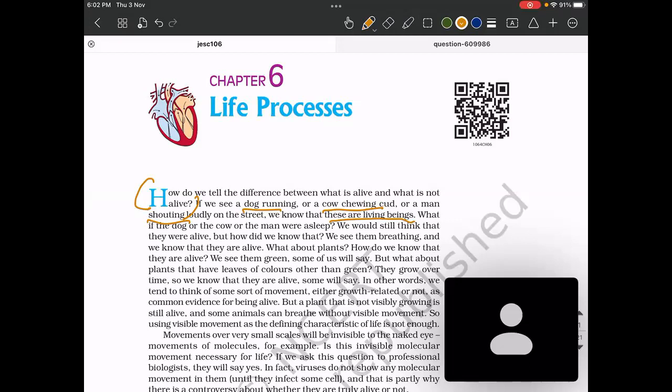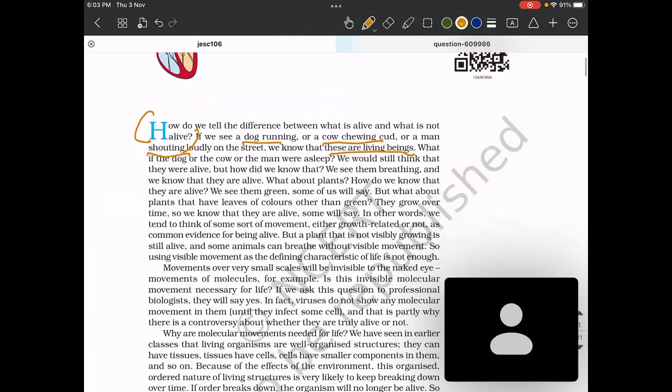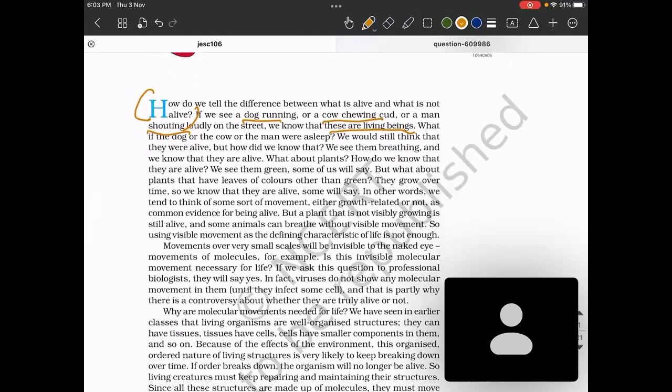What is there in your book? You can see a dog running, a cow chewing curd, and a man shouting. These are simple examples given for life, the kind of actions by which we can say the organism is alive. Any layman can tell this, right? A dog is running, so you can say it is alive. As science students, what can you say in more detail?